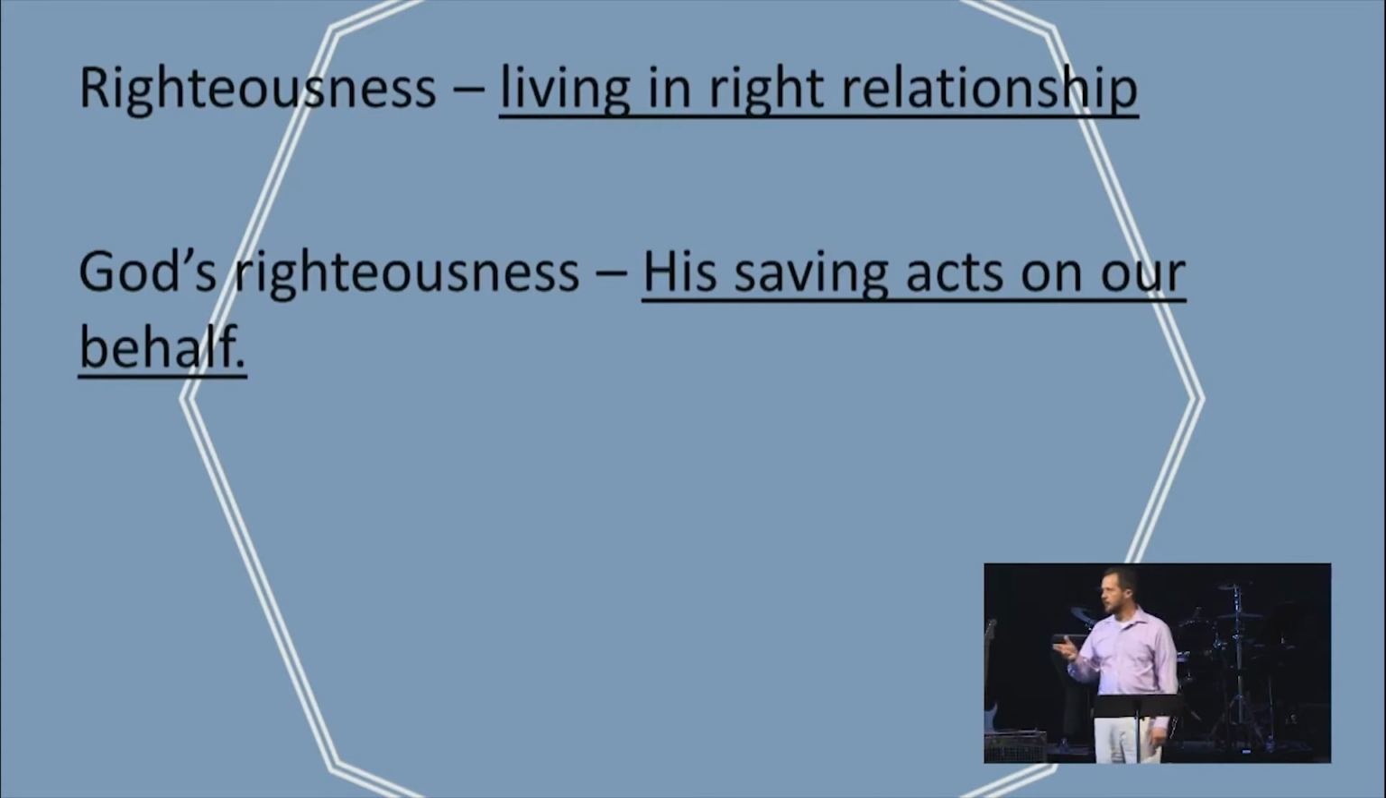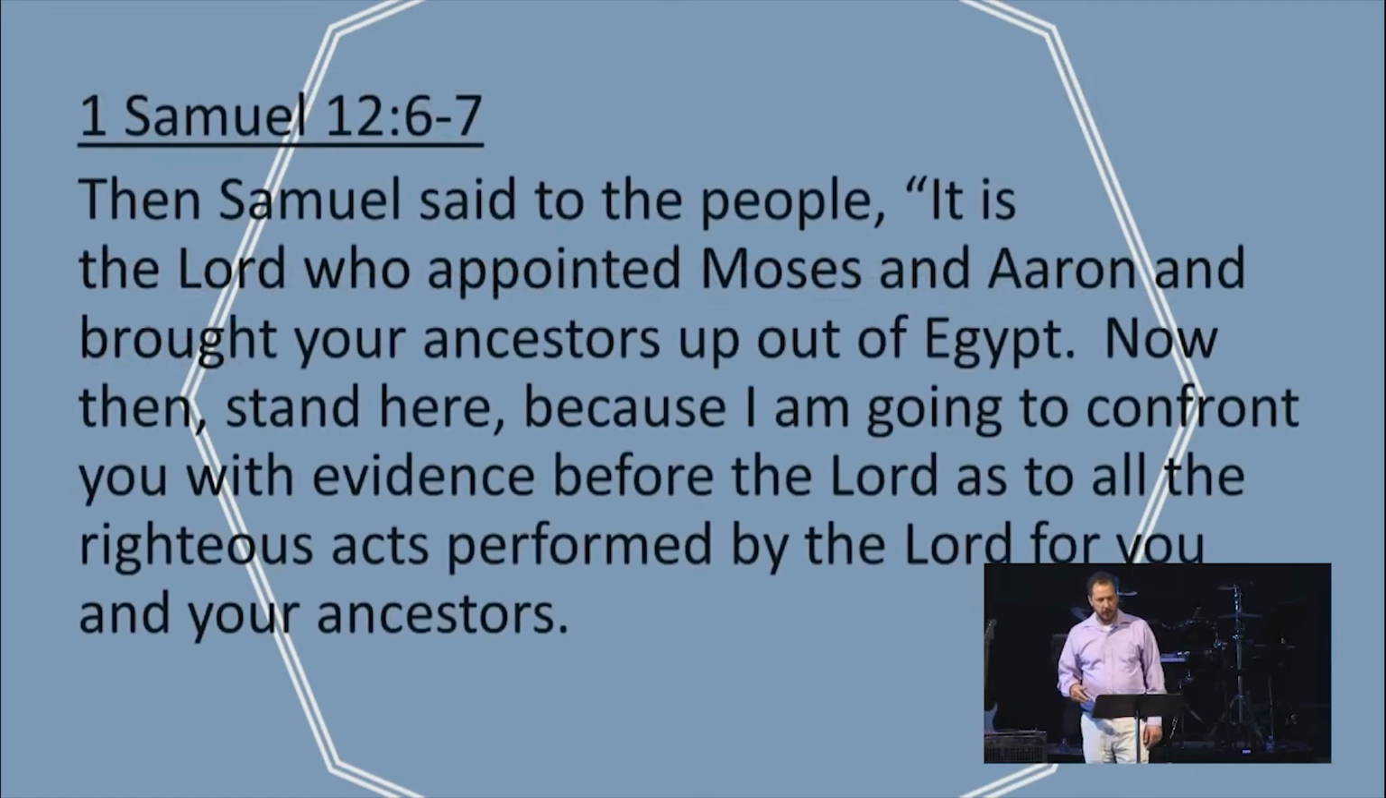Couple quick examples. 1 Samuel chapter 12. Samuel said to the people, "It is the Lord who appointed Moses and Aaron and brought your ancestors up out of Egypt. Now then, stand here, because I am going to confront you with evidence before the Lord as to all the righteous acts performed by the Lord for you and your ancestors." What were those righteous acts? It was when he brought the ancestors out of Egypt.